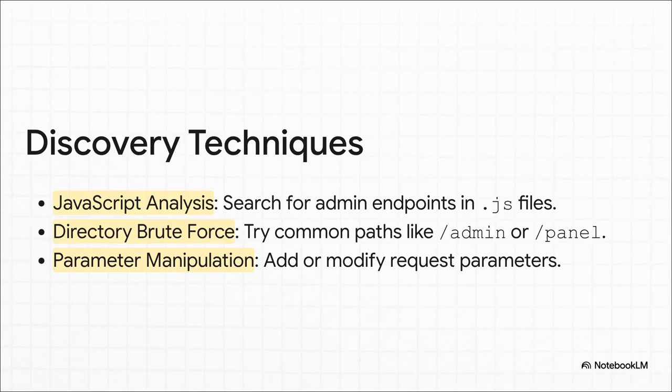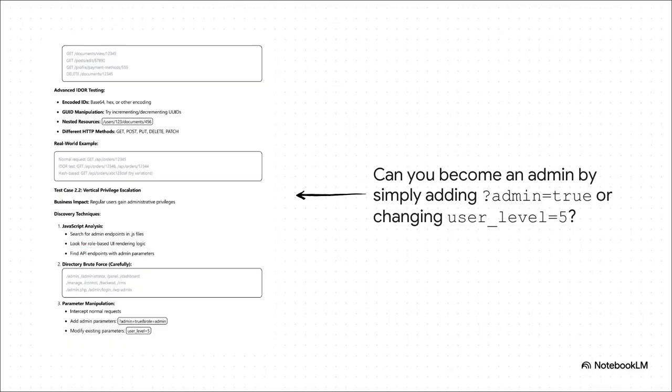You can try to just guess the URLs, by brute forcing common paths like /admin. Or you can get a little fancier and start manipulating the actual data in your requests to the server. And again, you're going to see a theme here. Sometimes the vulnerability is just sitting there in plain sight.